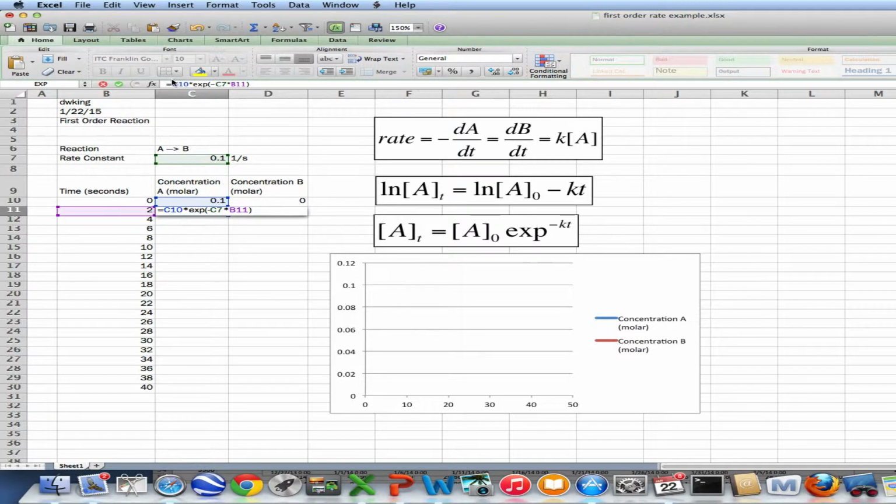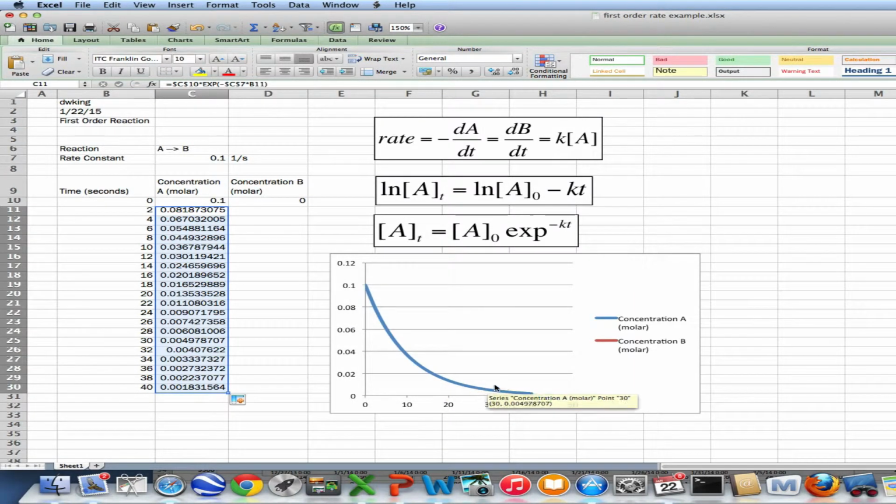And I'm going to clean up this equation by putting a dollar sign in front of the C10. On the Mac, I hold Apple T, and it puts in dollar signs. And then the B11, and C7 is the rate constant, Apple T on that. If you're on a PC, you would use F4 to do this. The reason I put dollar signs in front of C10 and C7 is that those terms don't change. They're fixed in the spreadsheet. And I hit return, and now I can fill down.